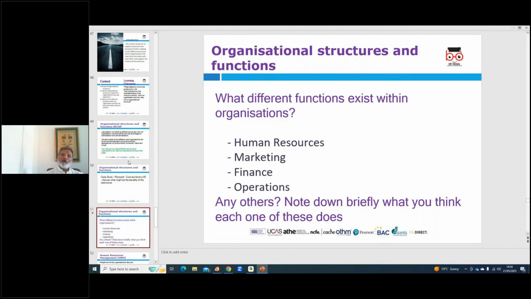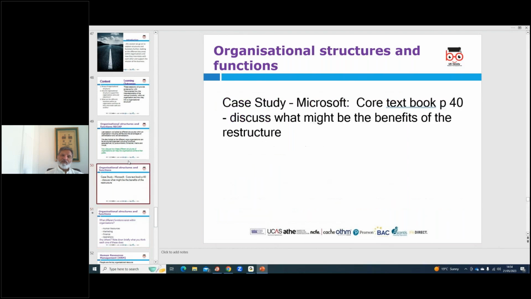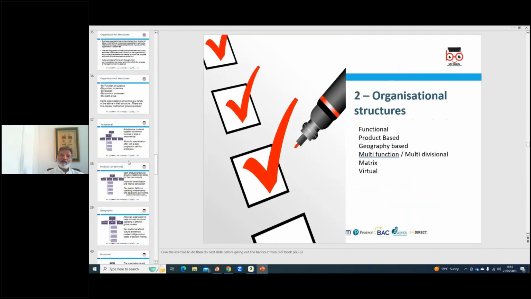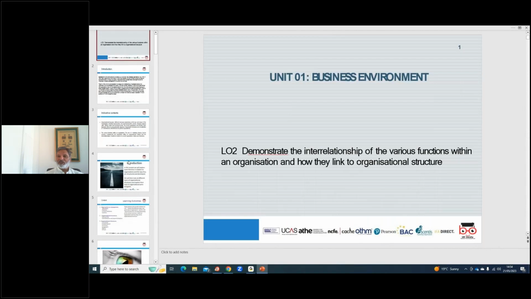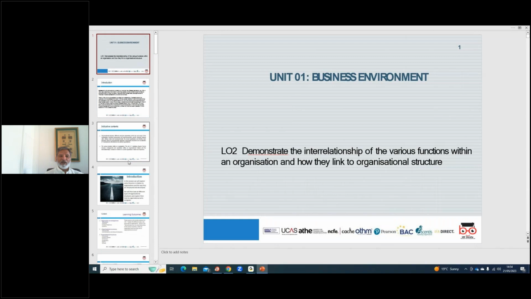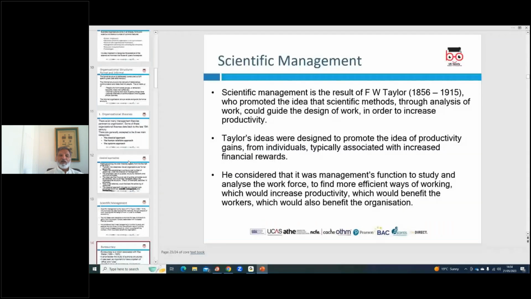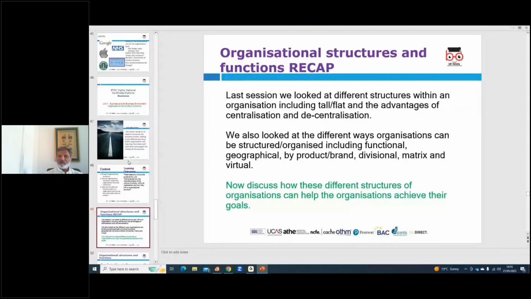When you look at LO2, this year, we need to look at the interrelationship of the various functions. So we talked about the different functions, but we didn't talk about the relationships. Now I need you to discuss it. You need to find out what the relationship is between these types of functions, and we need to look at some kind of ideas.